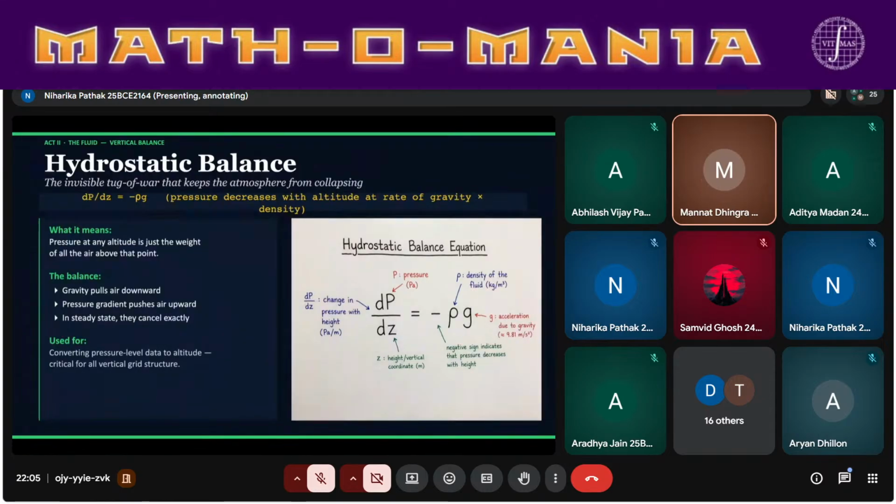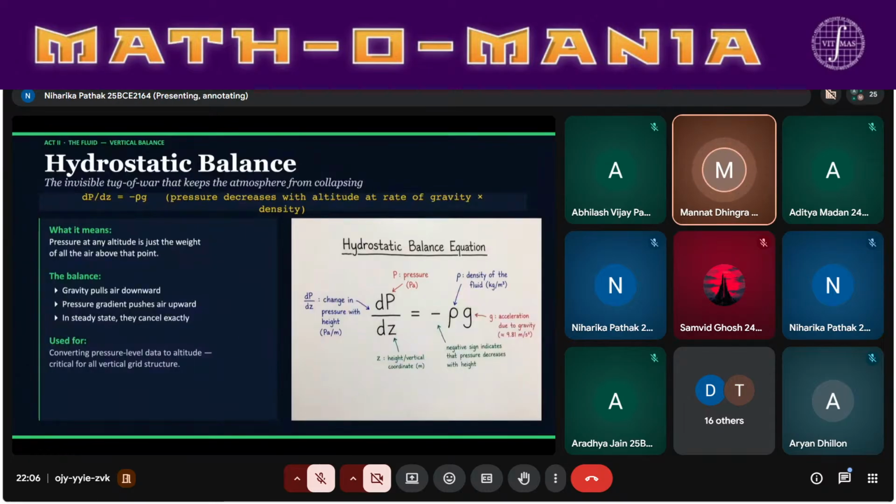So the hydrostatic balance equation basically means that we go vertically. I'll explain it in further detail. Let's say we know that air flows in the atmosphere. So when air is flowing, it experiences two things: pressure and gravity.